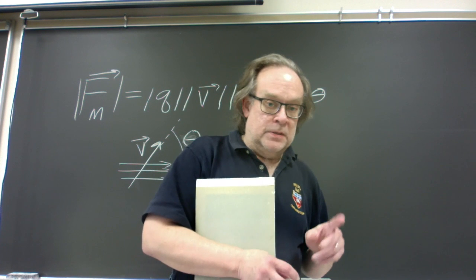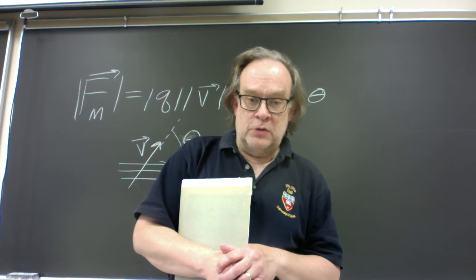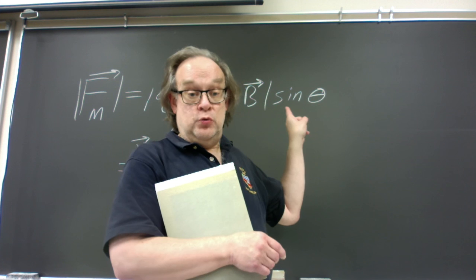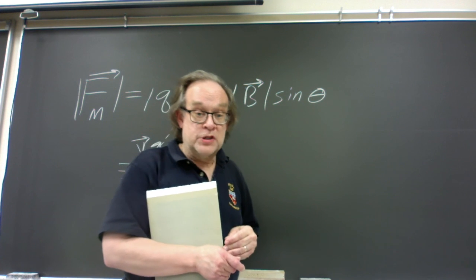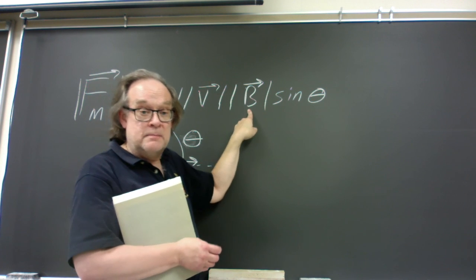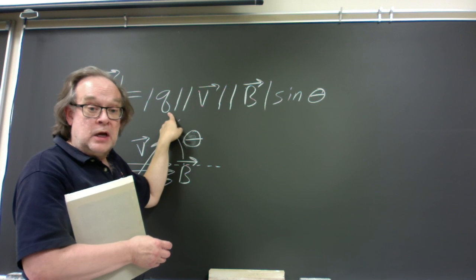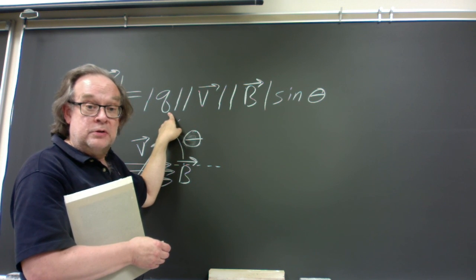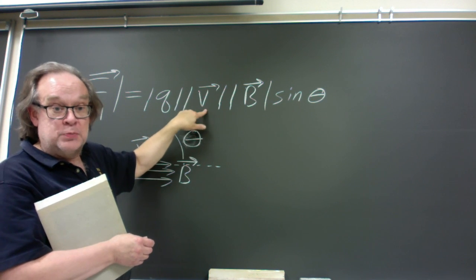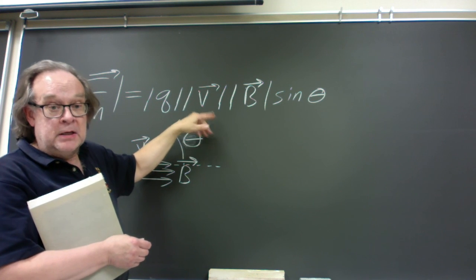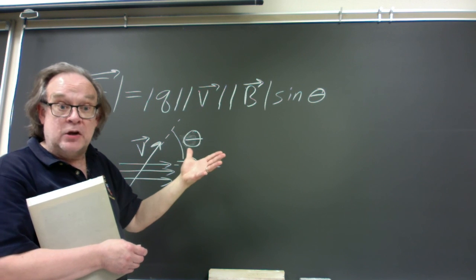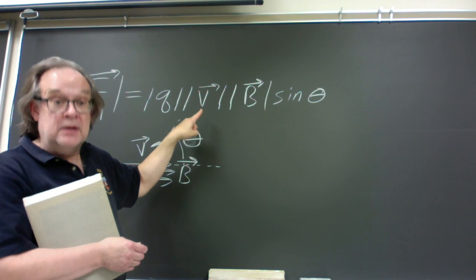And the rules for magnetic force are considerably more complicated than the rules for electric force. Here's the rule for magnitude of a magnetic force. It's proportional to the strength of the magnetic field, that makes sense, and it's proportional to the amount of charge that the moving object has. But it's also proportional to the magnitude of the velocity. It's proportional to the speed, because the charged object has to be moving in order to feel a magnetic force. So this term has to be non-zero.